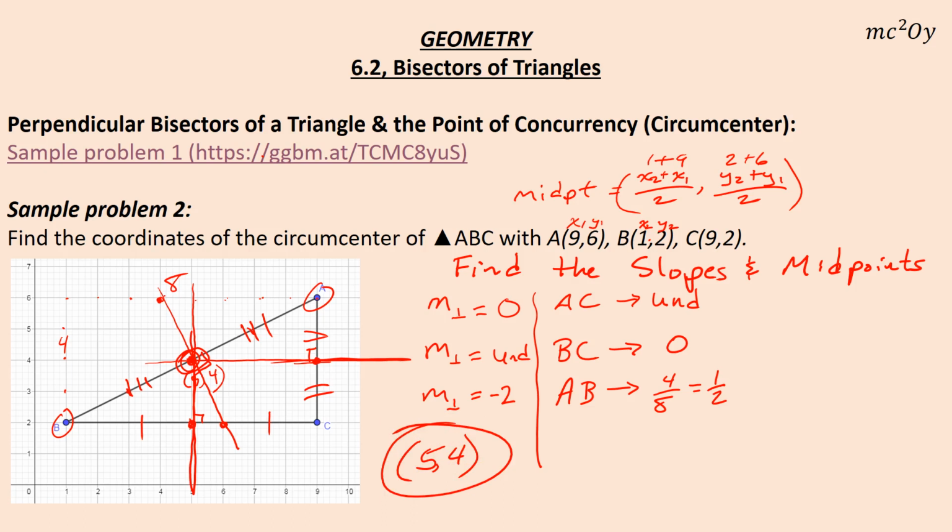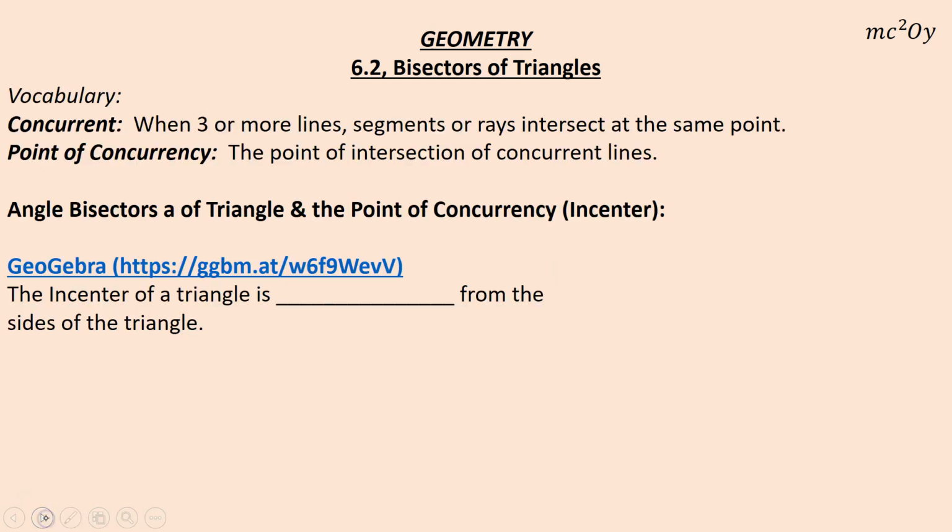All right. Well, let's go ahead and try one last piece here. It's dealing with angle bisectors. So another point of concurrency is when you have angle bisectors, and we call that the in-center. So what I'm going to do is I'm going to have us go to a different GeoGebra piece here.